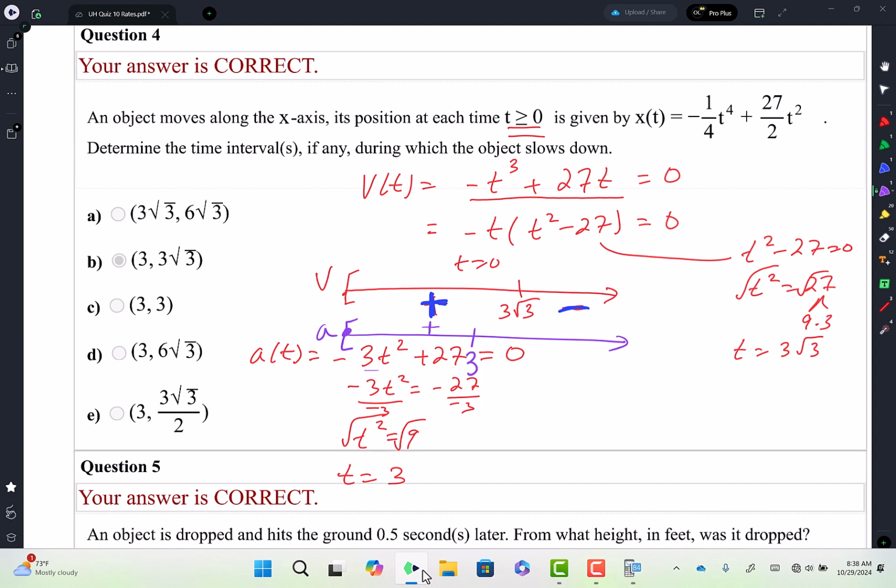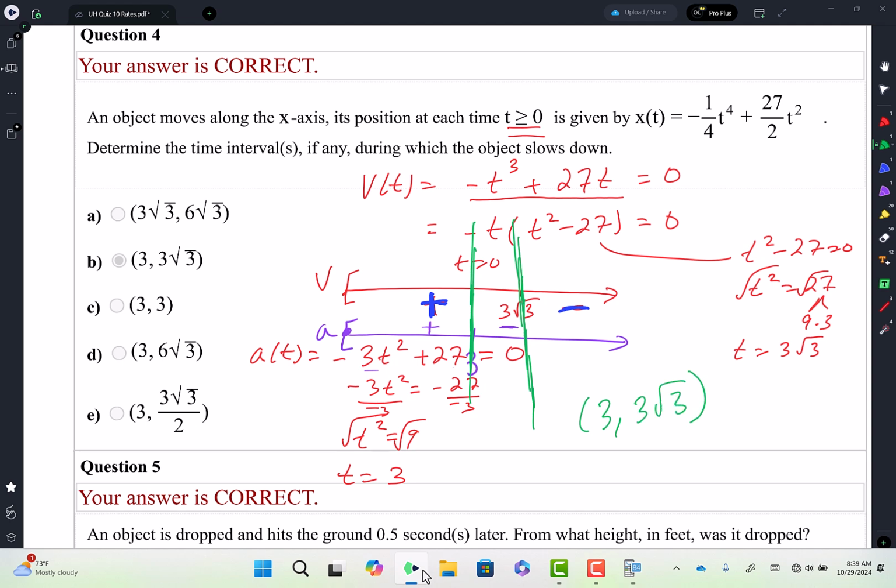To the right of 3, like 4. If I choose 4, 4 squared, 16. 16 times 3, 48, minus 27. Negative 48 plus 27 is a negative, so minus. So where are the signs opposite? I'm going to choose green. Check it out. It happens right here between 3 and 3 square root of 3. The velocity is positive from 0 all the way to 3 square root of 3, and then goes to negative, but the acceleration is positive from 0 all the way to 3, and then at 3 it turns to negative. Do you guys see that? So opposite signs between 3 and 3 square root of 3.